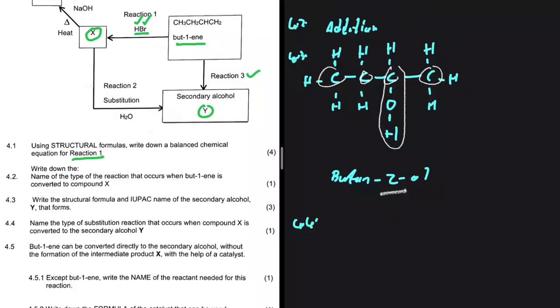Name the type of substitution reaction that occurs when compound X is converted to the secondary alcohol Y. There is only one substitution reaction that can give you an alcohol. It is hydrolysis. There is no other substitution reaction that leads to the formation of an alcohol. So without thinking very hard, we know that the answer is hydrolysis. If your alcohol is formed through a substitution reaction, it is hydrolysis. If it is formed through an addition reaction, it is hydration.